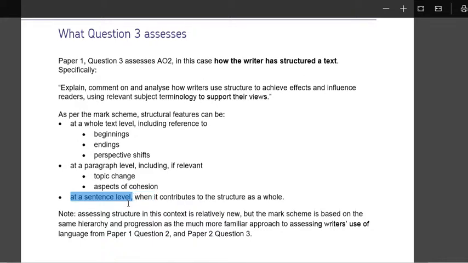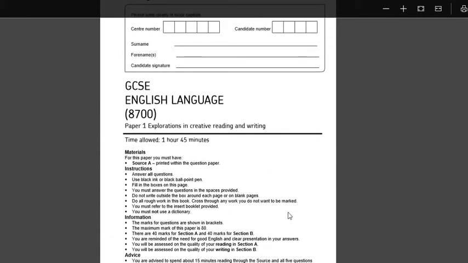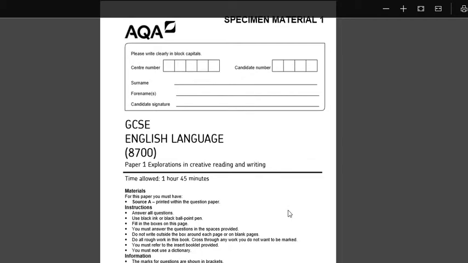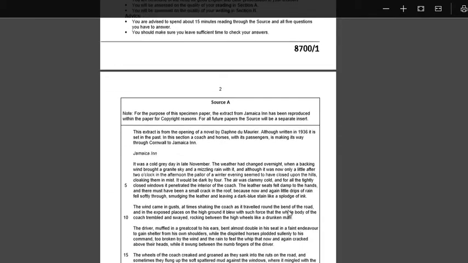I would be very careful with this because it's quite easy to dip back into language analysis. It's perfectly possible to get 8 out of 8 marks by looking at whole text and how the shifts in perspective happen, as long as you are being analytical about it. The text I will be referring to is this one. It's from Jamaica Inn, and this is from a specimen paper from the AQA website.